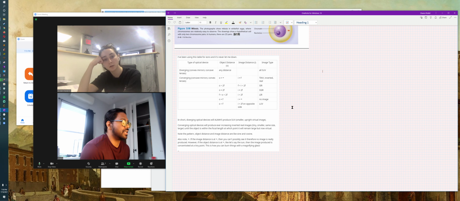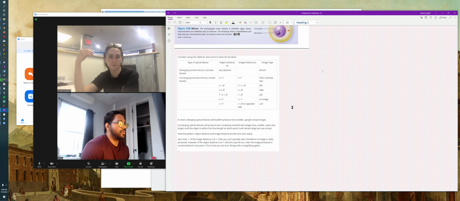For instance, object distance infinity will mean the image distance is at the focal length. And when the object distance is at the focal length, the image distance is at infinity, right? Oh, so there's no image because it's just so far away? Well, that'll produce no image.